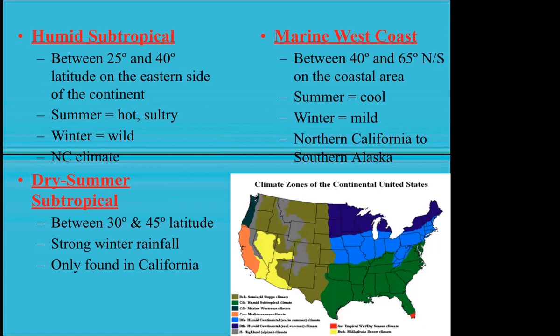So humid subtropical, think North Carolina. Dry summer subtropical, California. And then when we're getting into the marine West Coast, we're talking about the West Coast, so we're talking California to Southern Alaska.